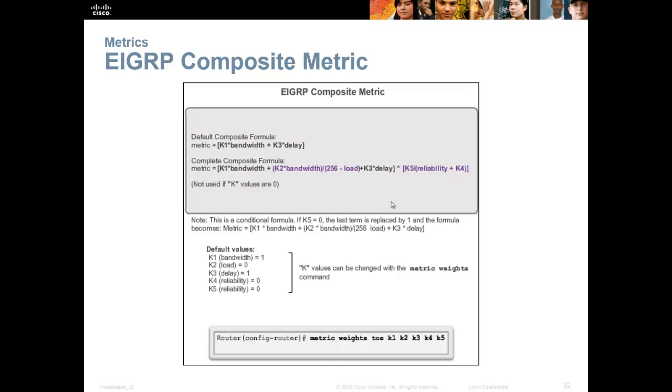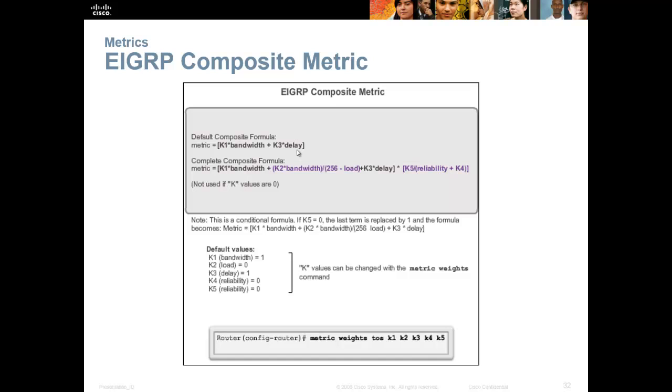So there are 5 values, and they are K1, K2, K3, K4, K5. Those are the weights, and we can weight different things. We can weight the bandwidth, the load, the delay, the reliability on both ends, the send and the receive reliability. So that's why there's 2 for reliability, I believe. And by default, we only put a value on K1 and K3. So K1 on bandwidth is a 1, and K3 on delay is a 1. The other ones aren't used, so they put a 0 by default.